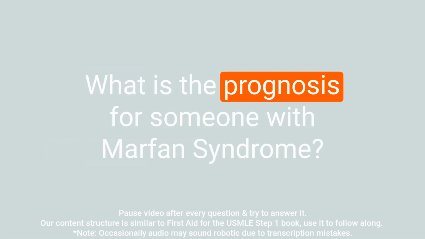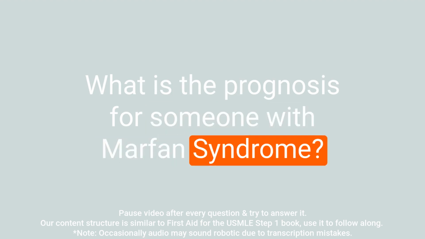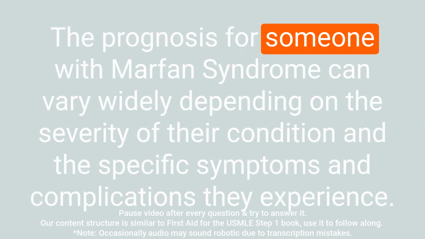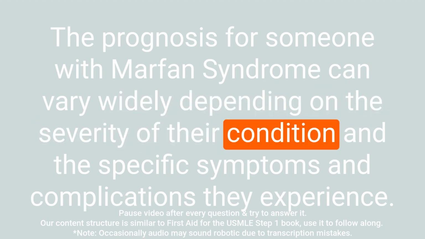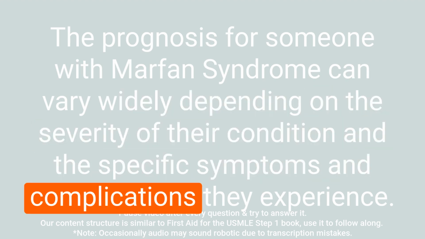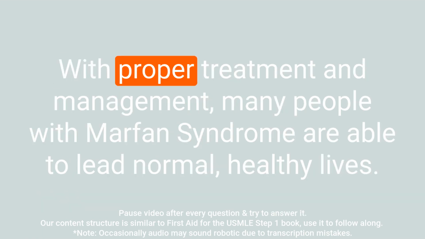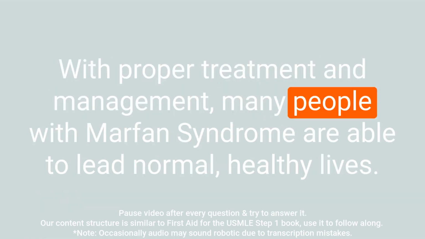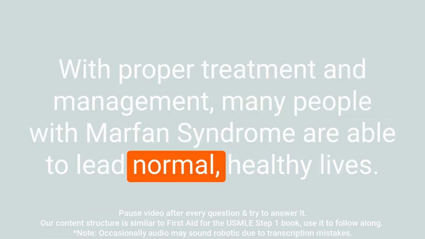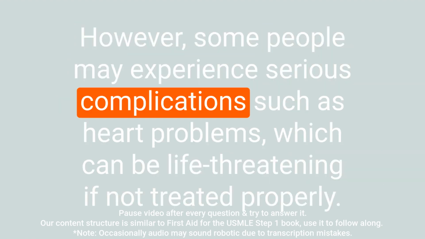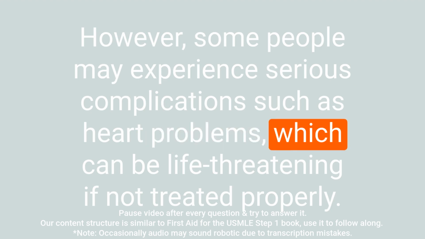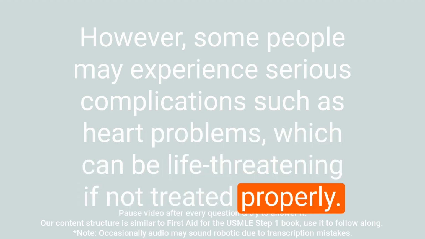Question: what is the prognosis for someone with Marfan syndrome? Answer: the prognosis for someone with Marfan syndrome can vary widely depending on the severity of their condition and the specific symptoms and complications they experience. With proper treatment and management, many people with Marfan syndrome are able to lead normal, healthy lives. However, some people may experience serious complications such as heart problems, which can be life-threatening if not treated properly.